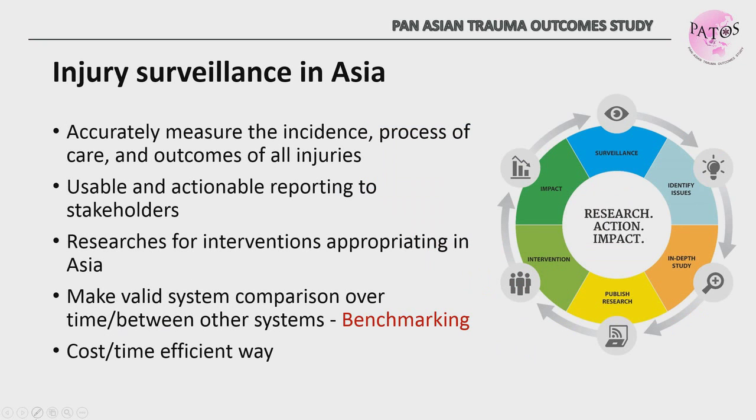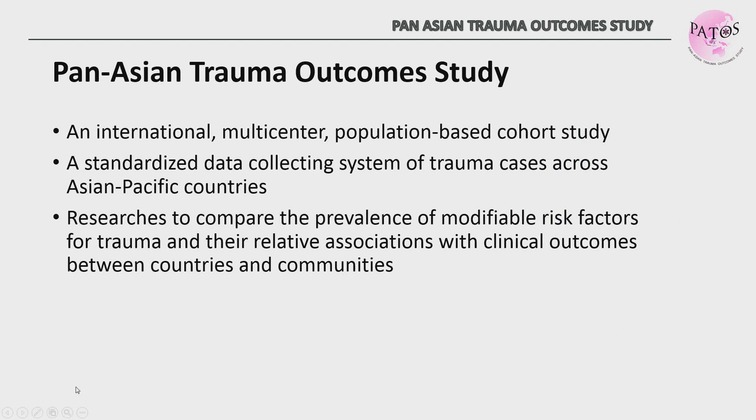Injury surveillance in Asia will measure the incidence, process of care, and outcomes of injuries, increase awareness and recognition about the burden of injuries among all stakeholders, support research for interventions that are specific to Asia, benchmark well-established trauma care systems, and continue to monitor and evaluate performance in trauma care. PATOS is an international, multi-center, population-based cohort study of diverse countries in Asia. We hope to build a standardized data collecting system across participating countries, which will be used to identify and study modifiable risk factors for reducing the burden of injury in Asia.